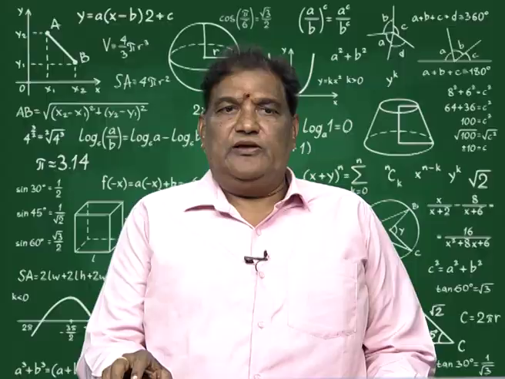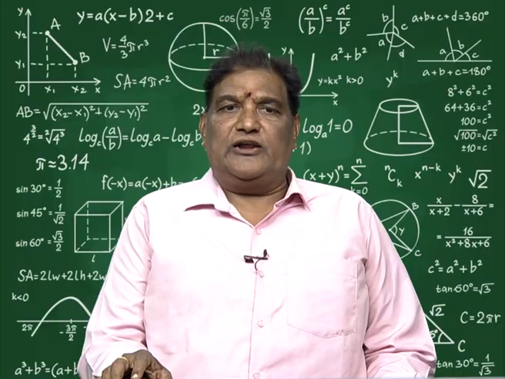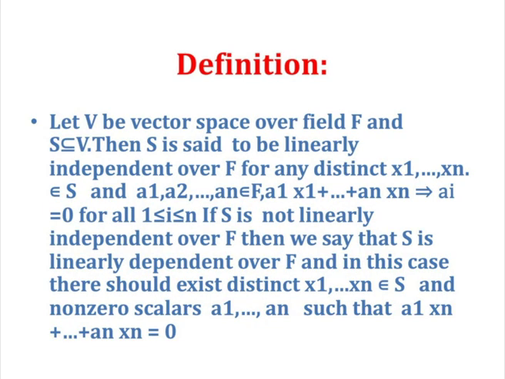Next definition. Let V be a vector space over a field F and S a subset of V. Then S is said to be linearly independent over F if for any distinct x1, x2, etcetera x n belongs to S and a1, a2, etcetera a n belongs to F, where F is a field, a1 x1 plus a2 x2 plus so on a n x n equal to 0 implies a i equals 0 for all i, that is, 1 less than or equal to i less than or equal to n.